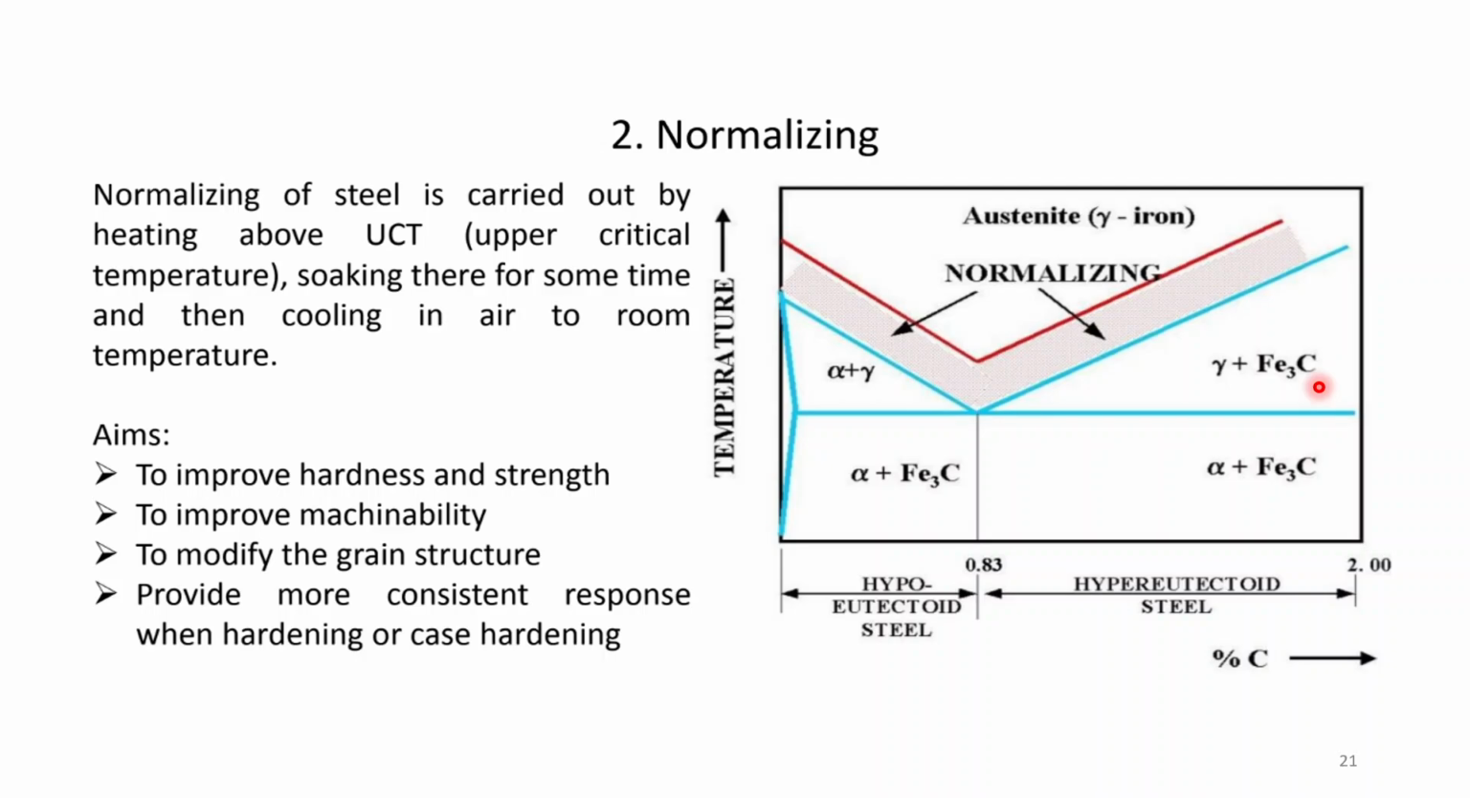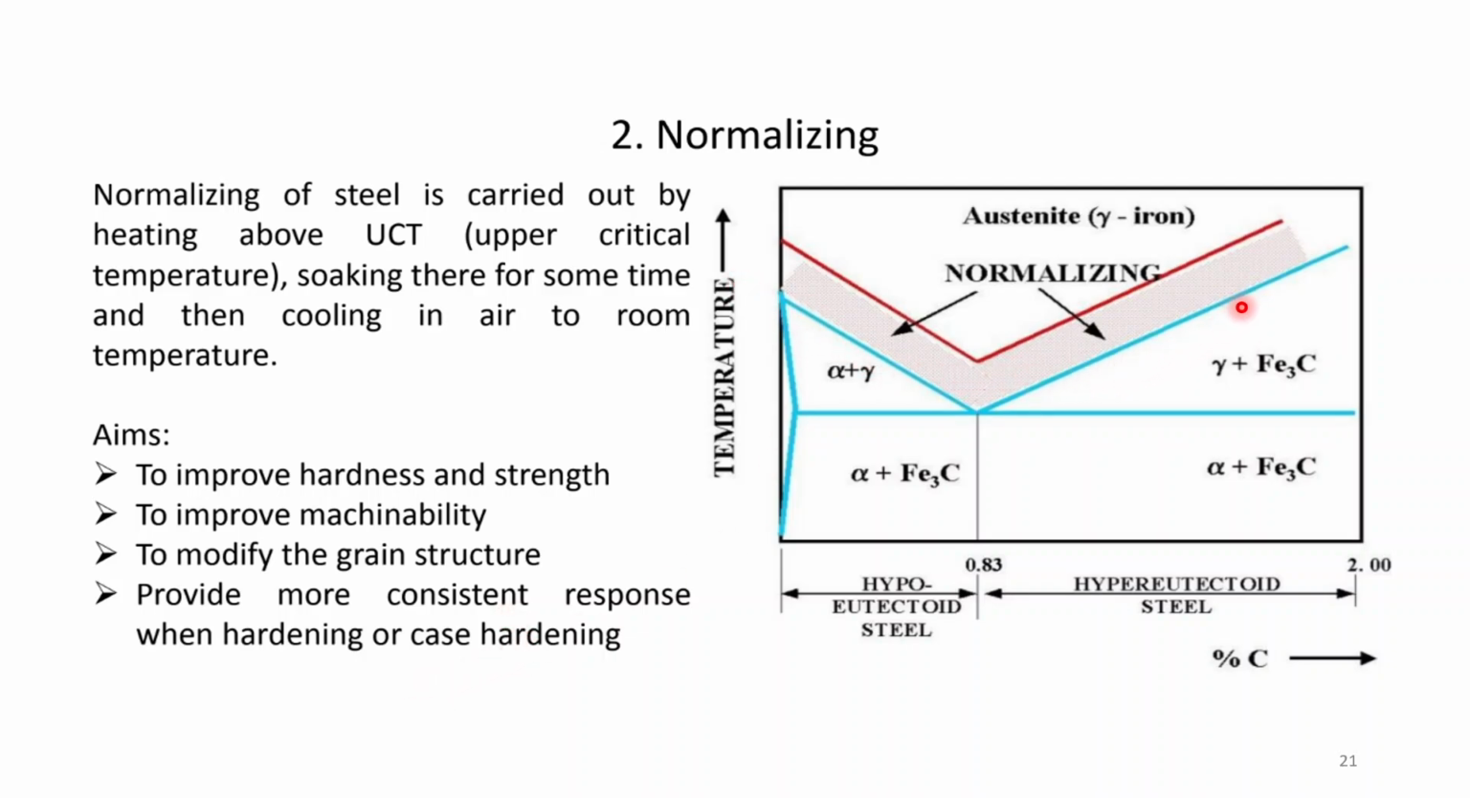Next is normalizing. Normalizing of steel is carried out by heating above the upper critical temperature and soaking there for some time, and then cooling in the air to room temperature. The aims are to improve hardness and strength, to improve machinability, to modify grain structure, and also to provide more consistent response when hardening or case hardening.